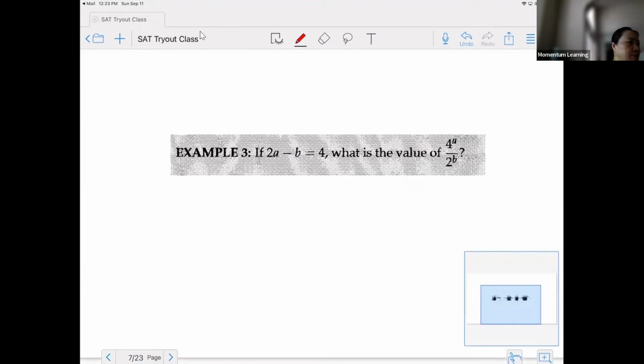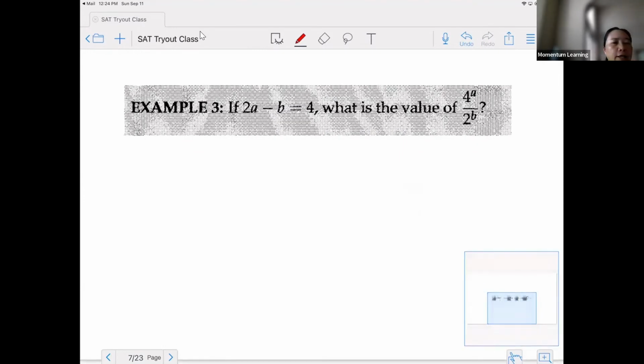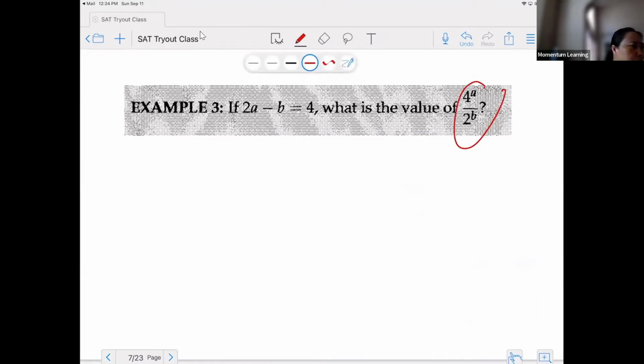Okay, let's look at example 3. If I tell you 2a minus b equals 4, what is the value of 4 to the a divided by 2 to the b? Okay. Once again, I will give you 2 minutes, then I will go over the strategy, okay? How do we find the value for this, because it doesn't look like I have 2a minus b somewhere here. Those are all real problems from previous ACT.